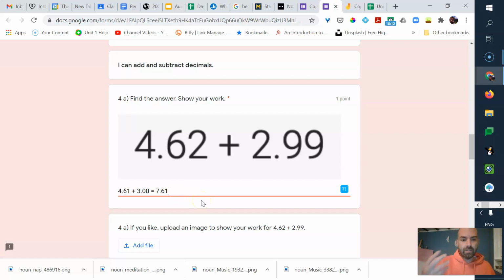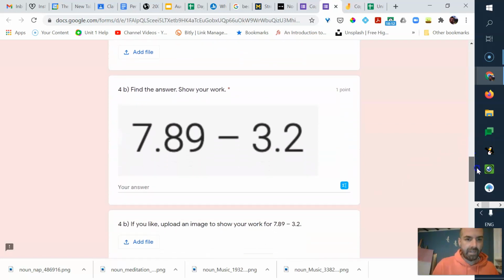And the reason it's showing my work, I guess I could have done a better job, couldn't I have? I could have said 4 and 62 hundredths plus 2 and 99 hundredths equals, that would be better. There you go. So that would be showing the work. Alrighty, find the answer, show your work.